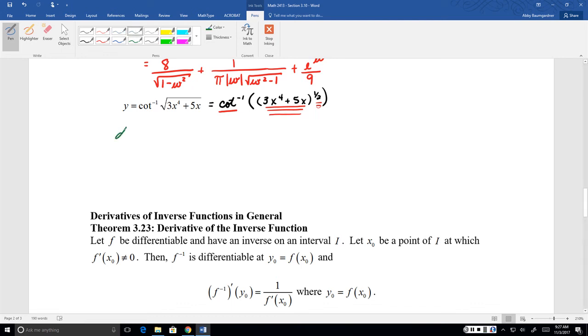We would have dy dx, because the name of the function is y and the variable is x. Cotangent inverse is a co-function, so we know it's going to be negative, and the derivative of tangent inverse is 1 over 1 plus the argument squared, so the derivative of cotangent inverse would be a negative 1 over 1 plus the argument squared. And the argument is this guy right here, square root of 3x to the 4th plus 5x.